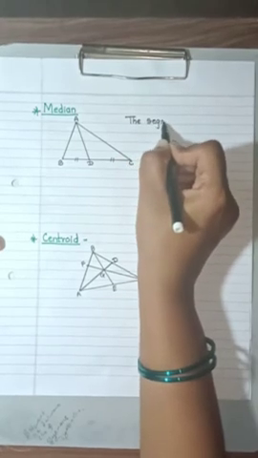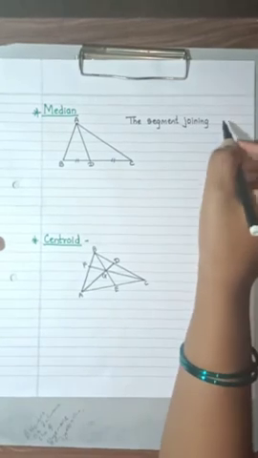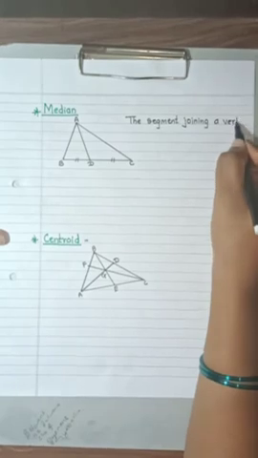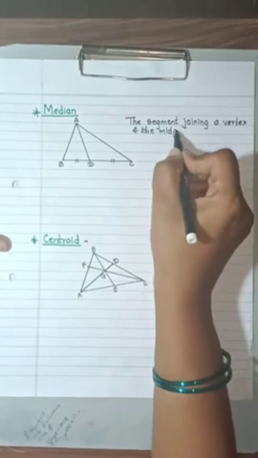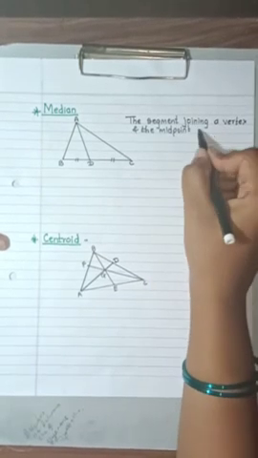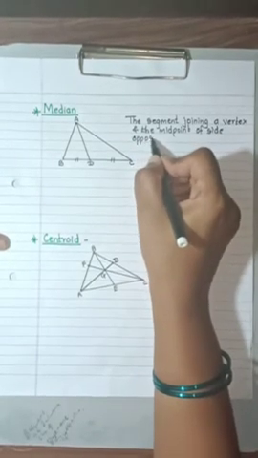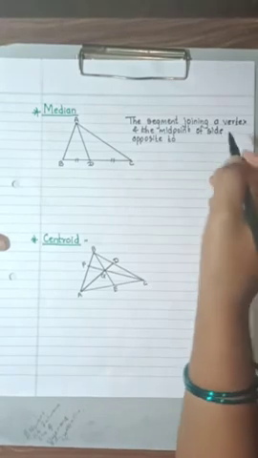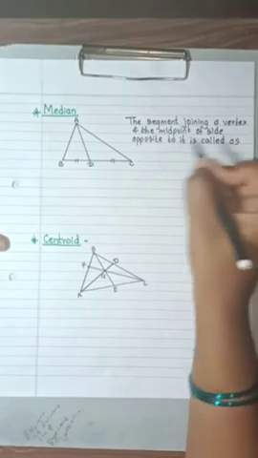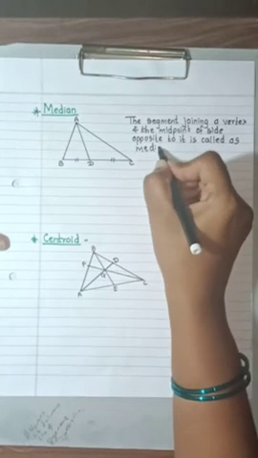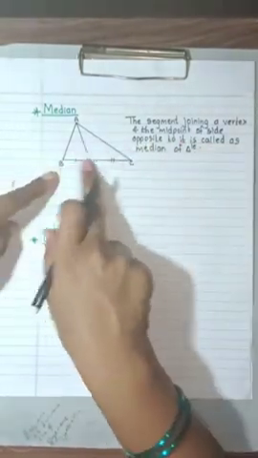The segment joining a vertex and the midpoint of the side opposite to it is called the median of a triangle. Okay, now children, here you can see D is the midpoint of side BC.